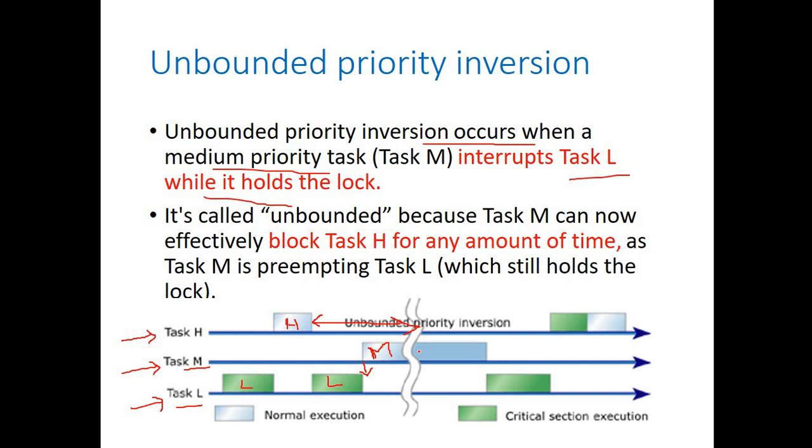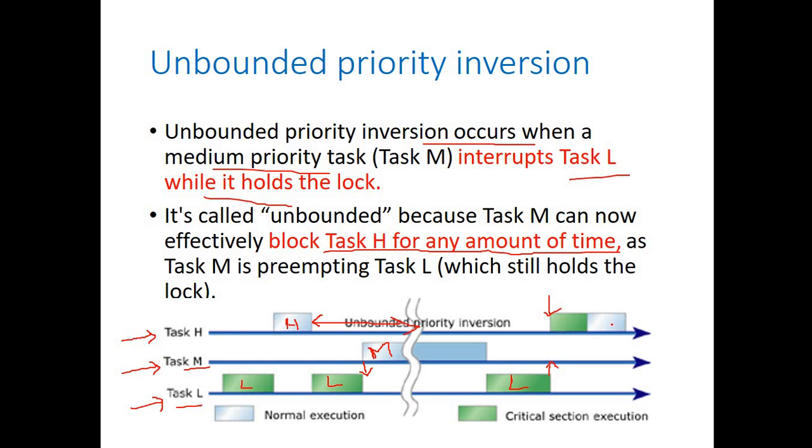So therefore, this is making the waiting time for the high priority process unbounded, to any amount of time. Once the task M completes its execution, the task L will complete its execution in the critical section because it is holding the lock. Then it releases the mutex lock on the resource. Then the high priority process will acquire the lock on that resource and enter into the critical section.